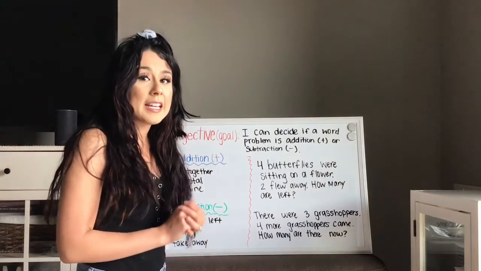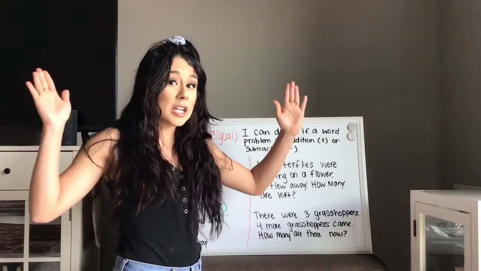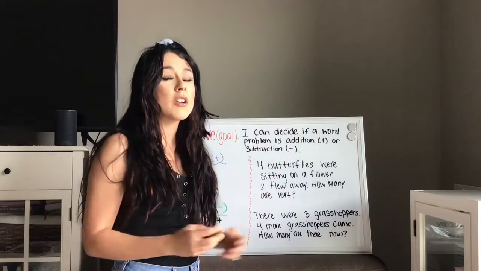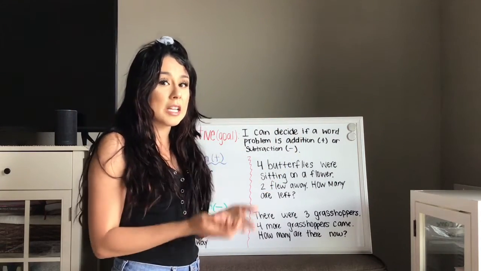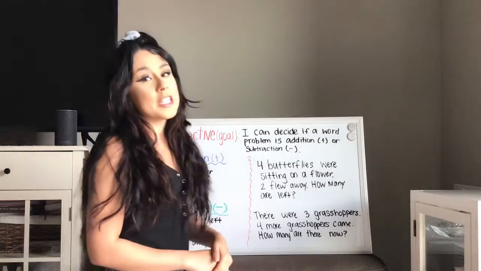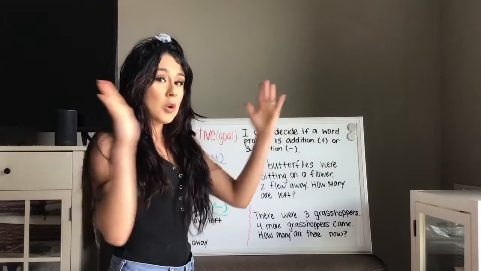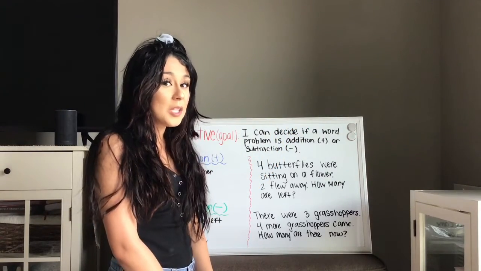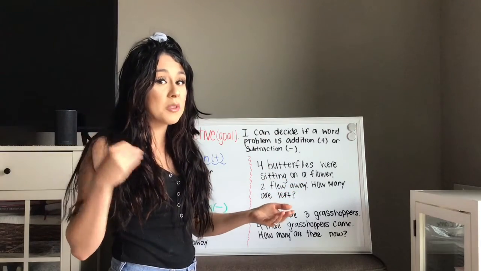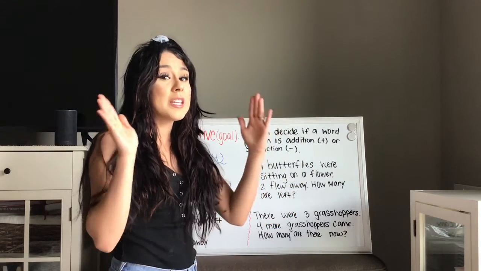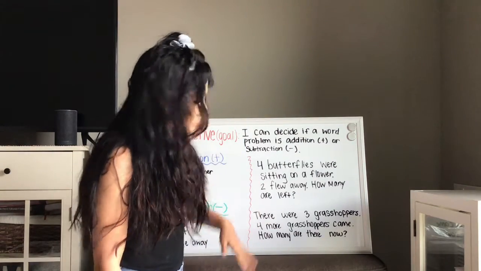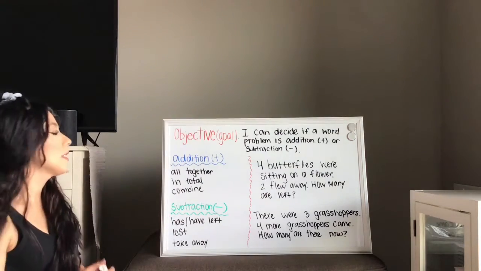Now remember, when you're adding, is your total amount getting bigger or smaller? You're right, it's getting bigger. We are joining things together to have a larger amount in the end. Good job. With subtraction, is your amount getting bigger or smaller? You're right, it's getting smaller. We're taking things away from our original amount to give us our new total. It's going to be smaller than what we started with. Good job. So here I have written two word problems.